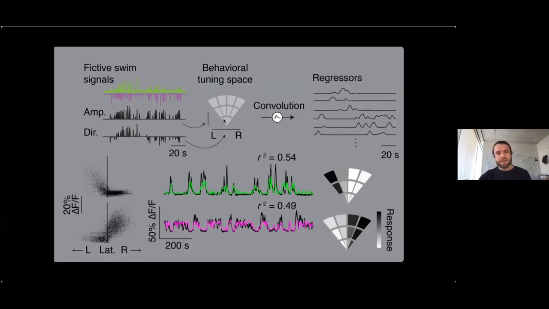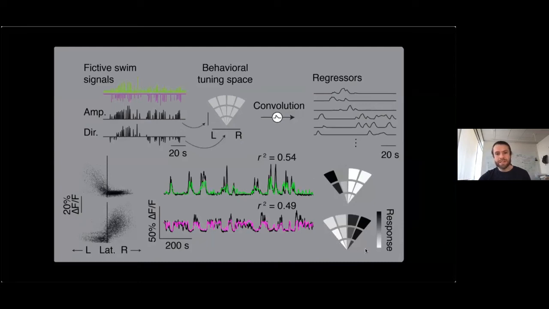This is a two-dimensional space, but there are 12 basis functions representing does the animal want to take a strong left turn or a weak left turn or a strong forward swim and so on. Convolve that with a calcium impulse response function to get regressors that would be similar to calcium traces if the calcium traces literally represented this behavior. These regressors can then be turned into receptive fields using linear regression.